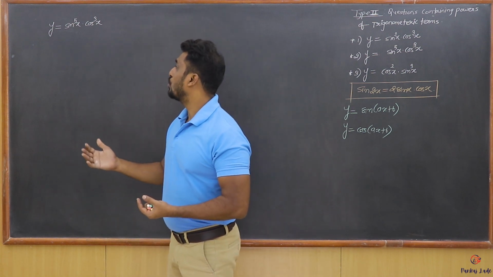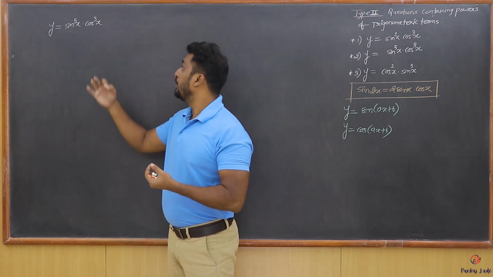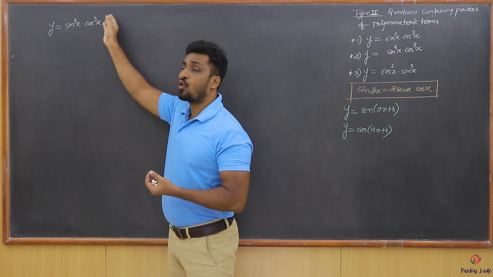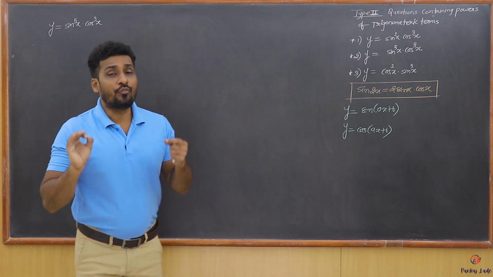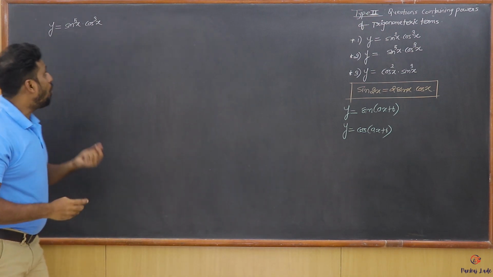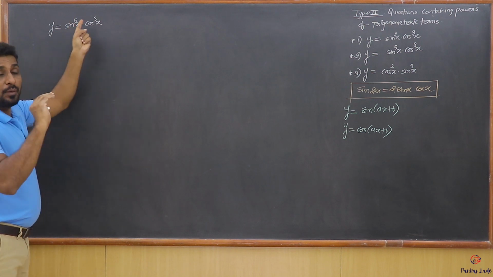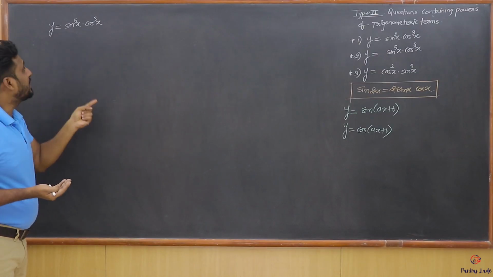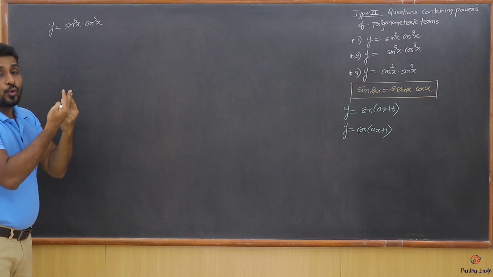It's a very simple task. Now students, observe carefully what I'm going to do here. I have sine raised to 5x into cos cube x. So I'm going to first of all maintain the power same. So how can I do it? Obviously raised to 5 can be brought down to raised to 3, isn't it? Raised to 3 cannot be brought up to raised to 5.